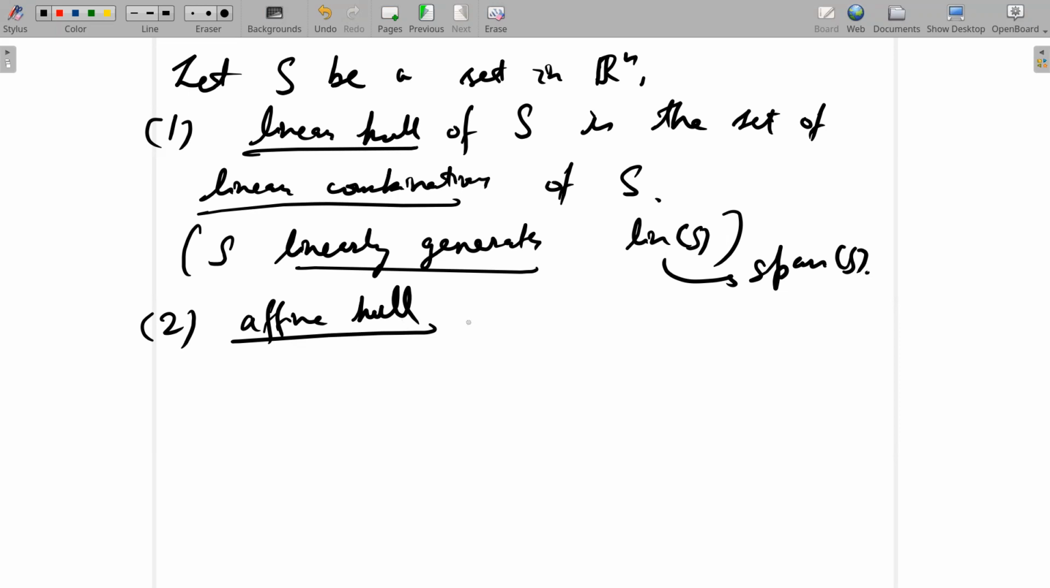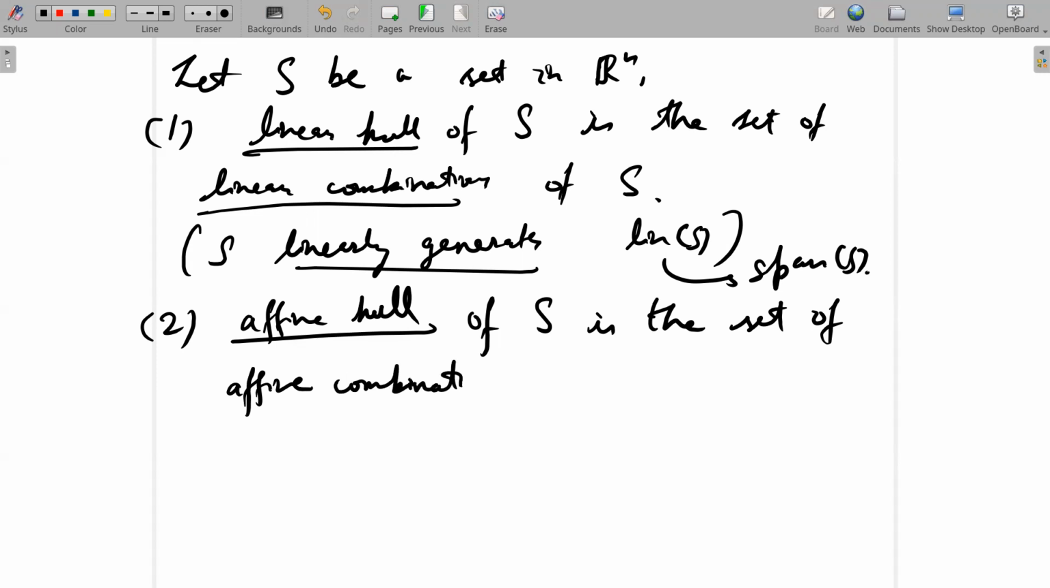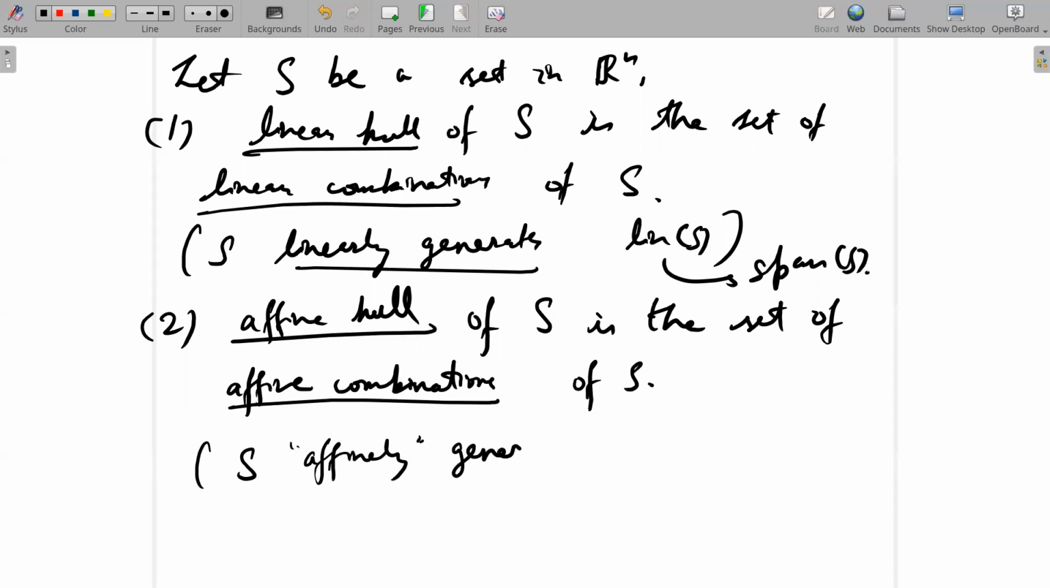Okay. And the affine hull of S, you just replace these words that I've underlined, is the set of affine combinations. So the word you'll probably use here is S affinely generates aff S. I don't know whether there is a real word like that, but let's just pretend there is.